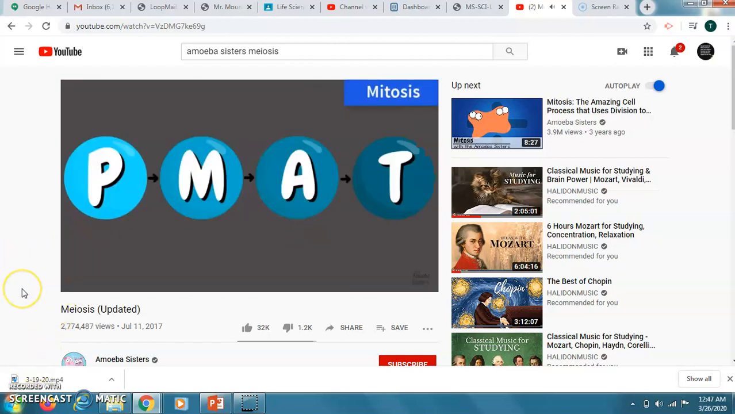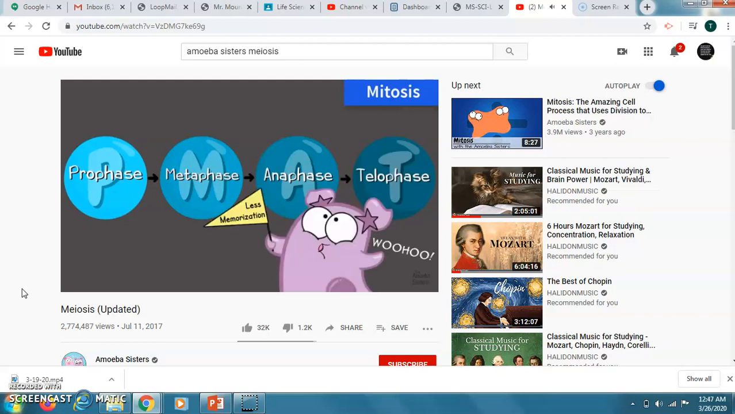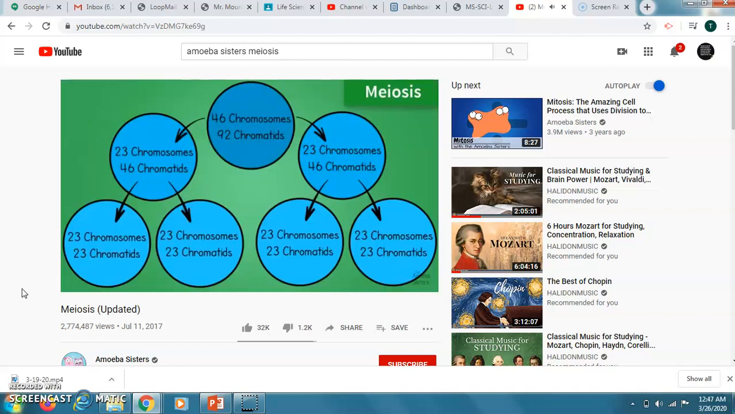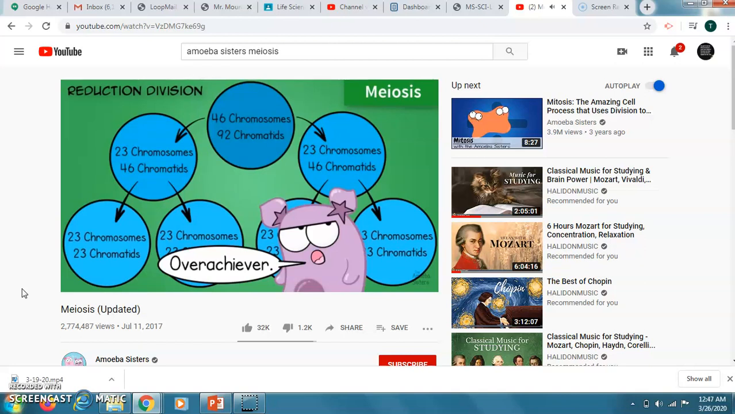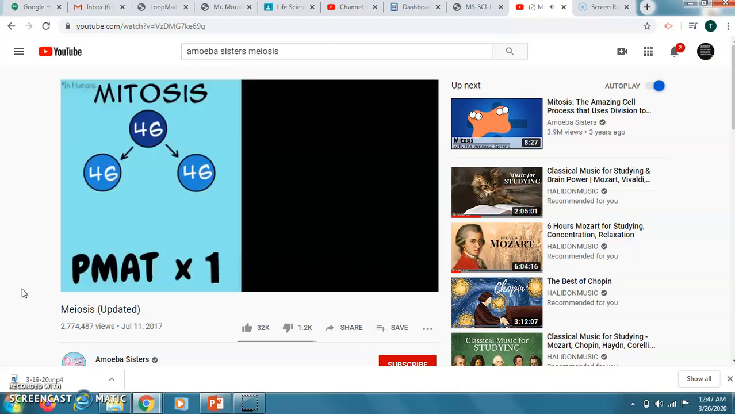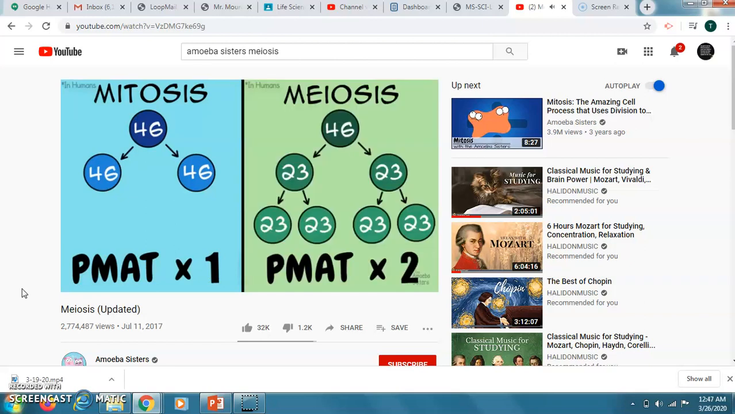You might remember the mitosis stages PMAT. The P was for prophase, the M was for metaphase, the A for anaphase, and the T for telophase. And the good news is that in meiosis, you still use those terms. But because meiosis is actually a reduction division, you're going from 46 chromosomes to 23, which means you actually divide twice. So instead of mitosis, where you divide one time and do PMAT one time, in meiosis you're going to divide twice, and therefore do PMAT twice.